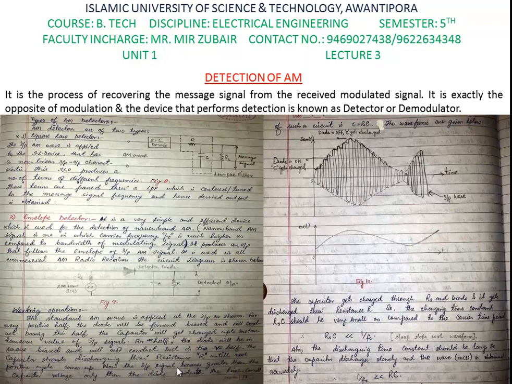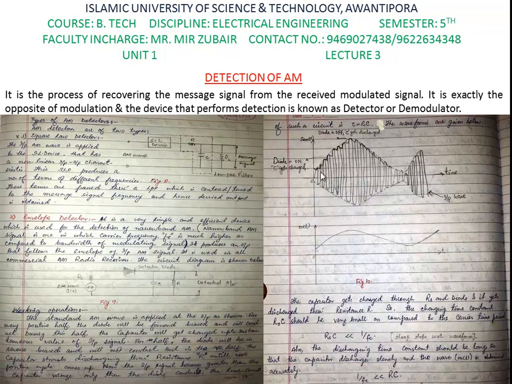Now the input signal becomes greater than the capacitor voltage. Only then the diode conducts. The time constant of such a circuit is tau equal to RC, that is the product of R and C. The waveforms are given below.